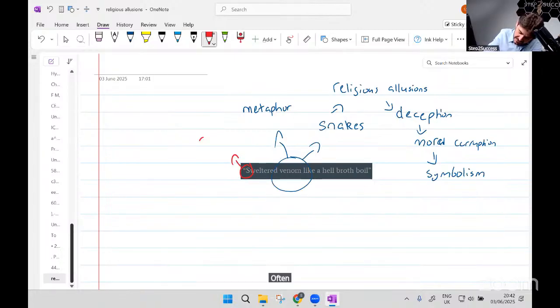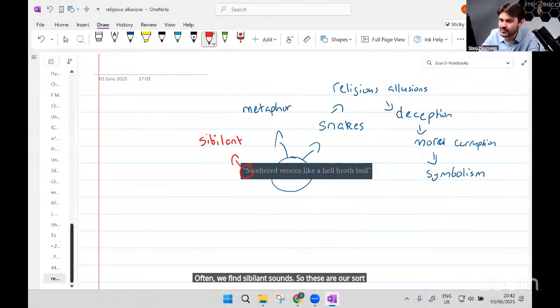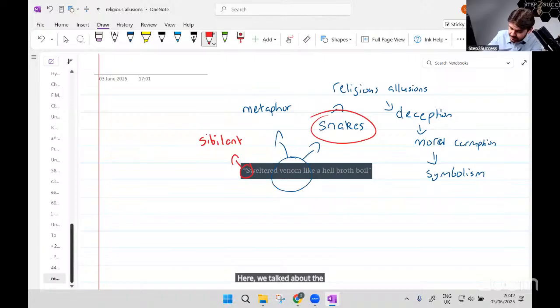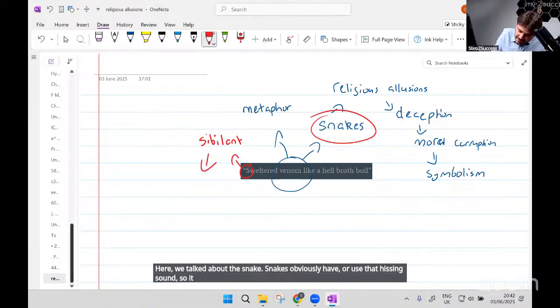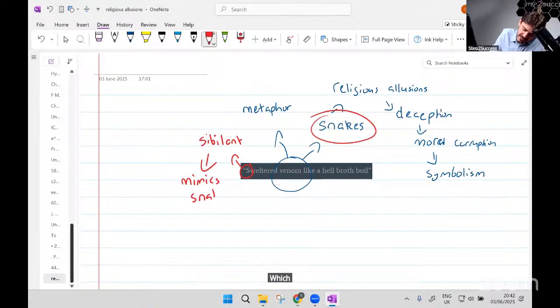Often we find sibilant sounds. So these are our sort of repeating S sounds. Here, we talked about the snake. Snakes obviously have or use that hissing sound. So it's almost as if the sibilant sound mimics the snake, which reinforces this religious allusion.